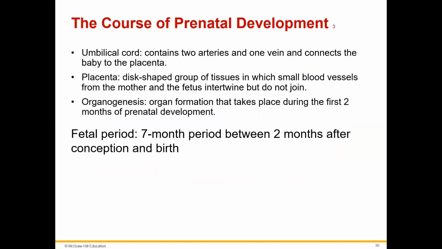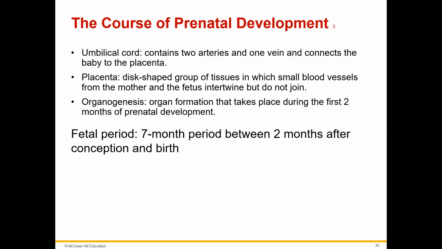The umbilical cord contains 2 arteries, 1 vein, and connects the baby to the placenta. The placenta, once again, is a disc-shaped group of tissues; we just saw a picture. Small blood vessels from the mother and the fetus intertwine but do not join. I mentioned organogenesis earlier. This is organ formation that's taken place during the first 2 months of prenatal development. So it's taken place during the embryonic period.